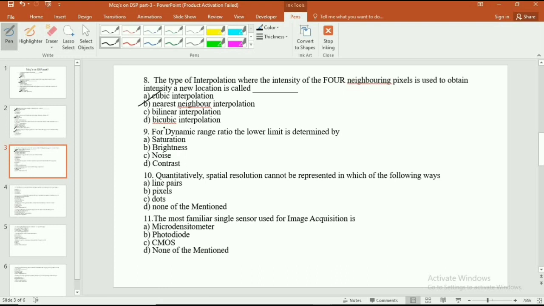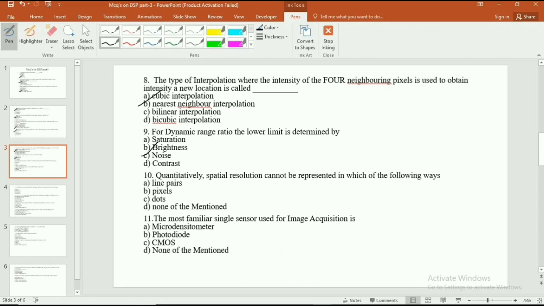Now question number 9: for the dynamic range ratio, the lower limit is determined by? Options are option number A saturation, option number B brightness, option number C noise, and option number D contrast. And from the options the answer is option number C, noise.